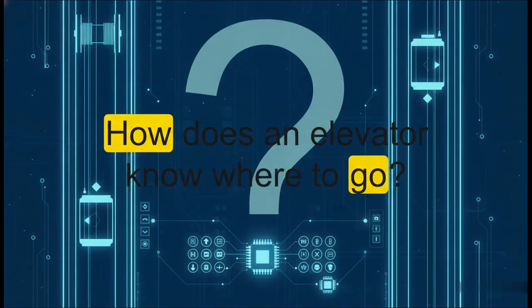To start our journey, we need to ask a surprisingly profound question about something we do every single day. How does an elevator actually know where to go? You step in, you press a button, and you implicitly trust that this massive metal box is going to process that input and coordinate a series of complex physical movements to get you exactly where you need to be. It feels like magic, but of course, it's just really good engineering.